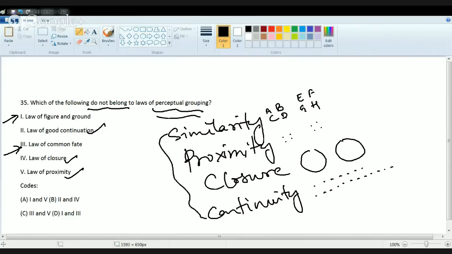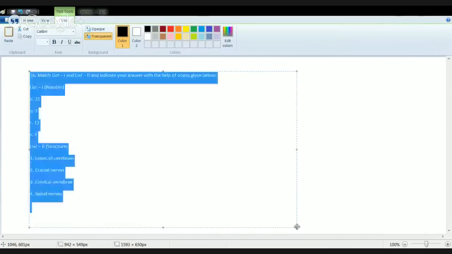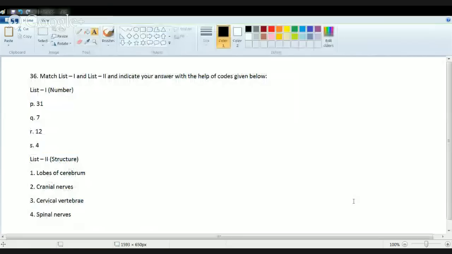Next is a very simple question indeed. You just need to know the basic facts, and it's based on direct rote learning. So you are given the numbers and you have to find out how many numbers correspond to which thing.